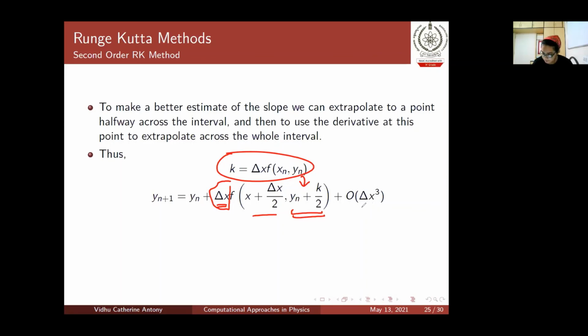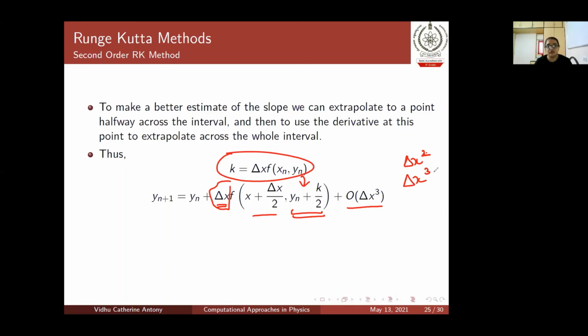Now, why do we have order of delta x power 3? In Euler's method, what was the order of the local truncation error? You had delta x squared. Now, when we're looking at the second order Runge Kutta method, we're looking at second order, so your order of truncation error is going to be delta x power 3.